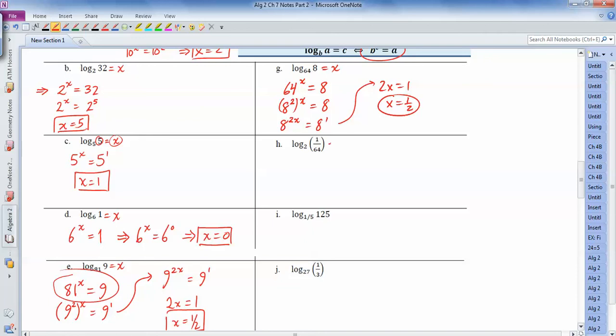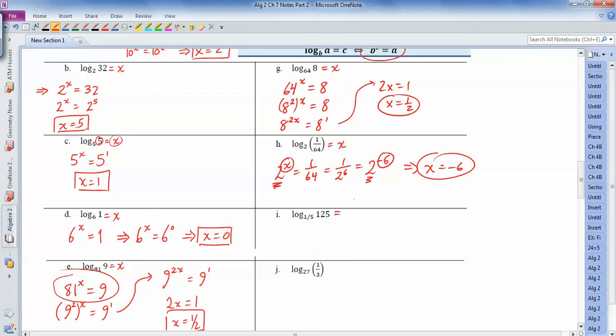Okay, let's look at the next one. If I call that x, then we've got 2 to the x equals 1 over 64. 1 over 64 is 1 over 2 to the what? Let's see. 16 times 4, so that's going to be 6 2's down on the bottom, which is the same as 2 to the negative 6th. So then this means, since the bases are now both 2, the exponents are the same, x equals negative 6.